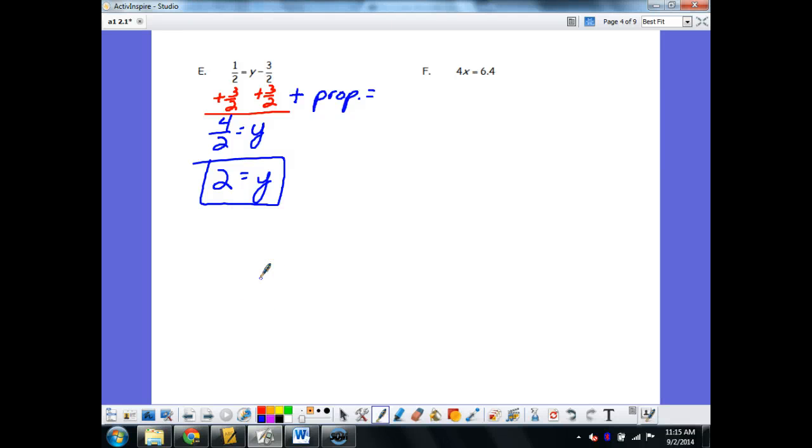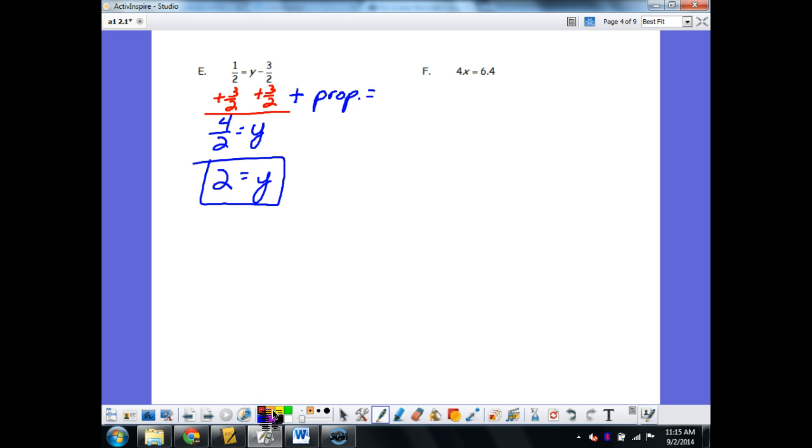As promised, we saved F for this next video. The next few, F through L, will all be done on this video. And instead of the equation involving addition or subtraction, these equations involve multiplication or division. So we're going to, again, solve them by applying the opposite operation and finding the solution.